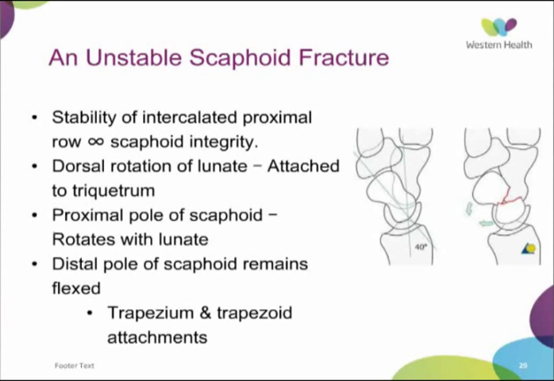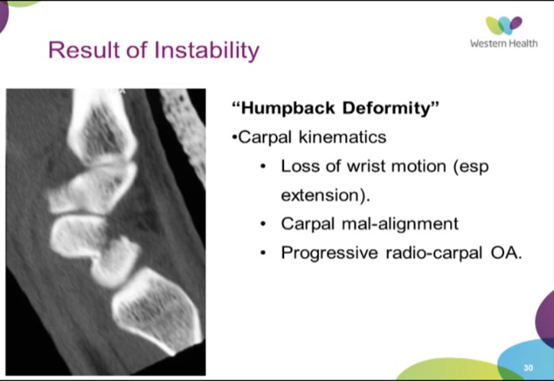So, with unstable scaphoid fractures, the stability of the intercalated proximal row is dependent on the integrity of the scaphoid. So when the scaphoid fractures, the lunate will tend to extend or dorsally rotate because of its attachments to the triquetrum, whereas the proximal pole of the scaphoid will flex, as is shown in this diagram here, because it rotates with the trapezium and the trapezoid. And the result of this is the humpback deformity, as is shown here.